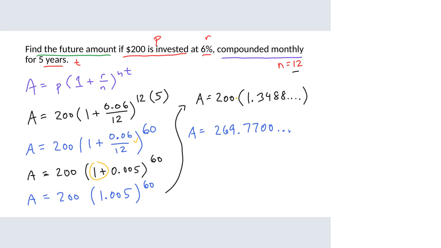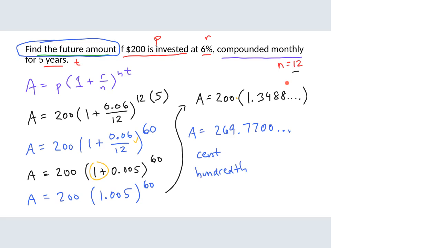And now I'm done. I'm at the very end. I don't have any more steps to take, but this question is about money. It said, find the future amount. This is a money question. So this answer here that I have, I want to make sure I round that to the nearest cent, which means I want to round it to the nearest hundredth.